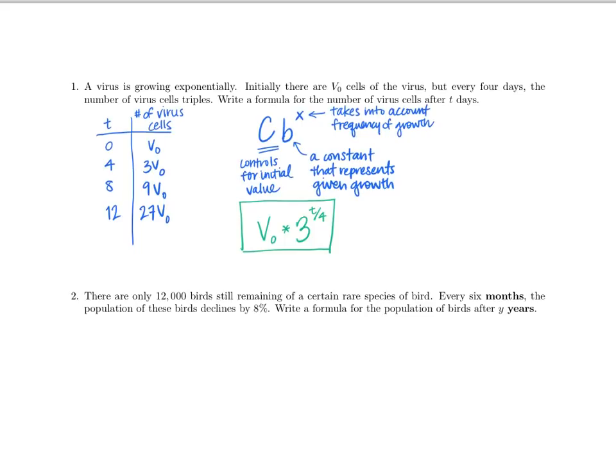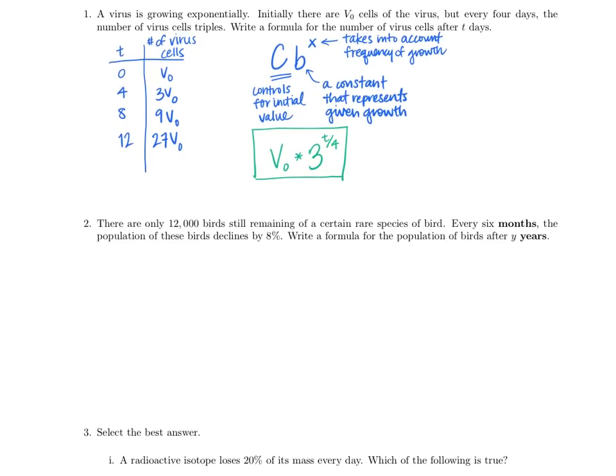Let's take this approach down to number 2. Here we're told there are only 12,000 birds still remaining of a certain rare species of bird, and every 6 months the population of these birds declines by 8%. Write a formula for the population of birds after y years.